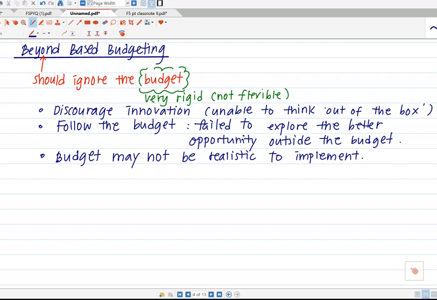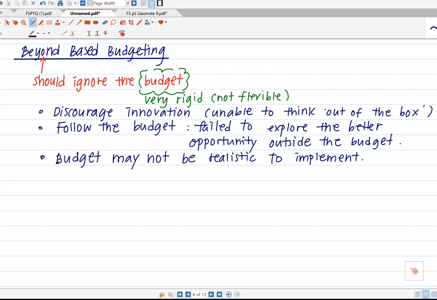So beyond-base budgeting, what did it say? It said we shouldn't prepare any budgets at all. We should just go ahead based on the current opportunity, whatever we have, we just do. No need to think about the budget. Beyond-base budgeting said so. And it came up previously in the exam as a 2 marks MCQ. Okay, so that's what we have related to beyond-base budgeting. Are you okay? So next.